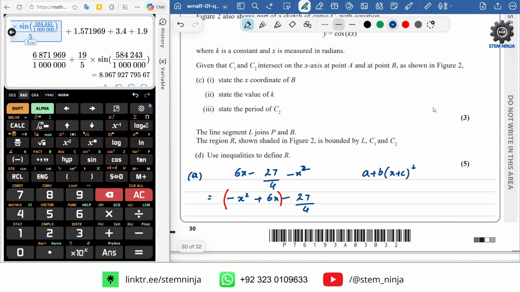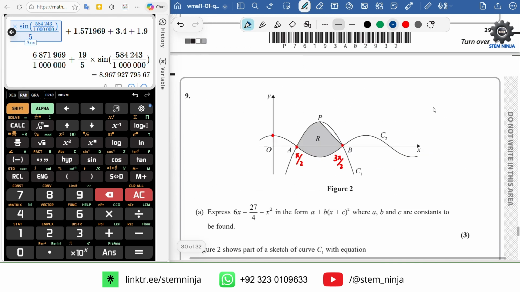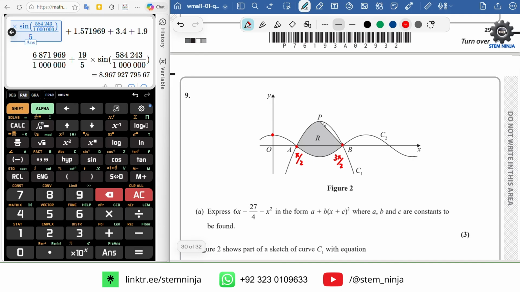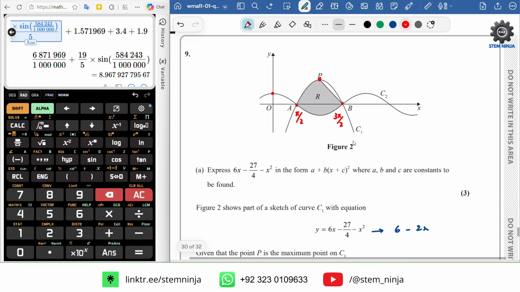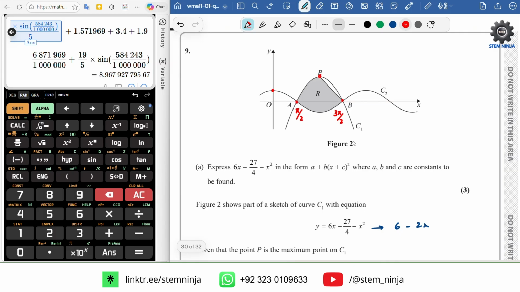The line segment L joins P and B, right? So this is your P and B. The region R, shown shaded in figure 2, is bounded by L, C1 and C2. Use inequalities to define R. Okay, so let's see this. So it's bounded by the line, the curve.